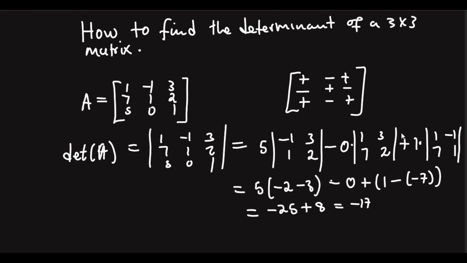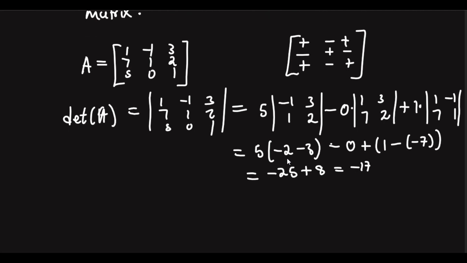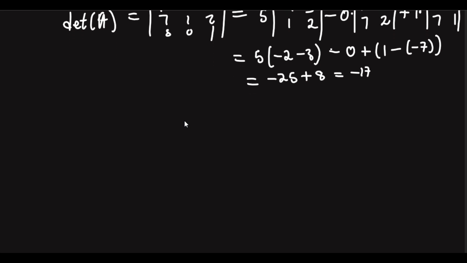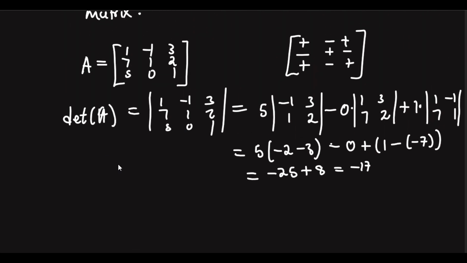Notice that we used the row to find this determinant, but we can use a column as well. We can use column number 2. When we use column number 2, this is going to happen. Notice the checkerboard: we have negative, positive, negative. So we'd have minus times minus 1, this minus 1, and then let's block this column and that row. So we are going to have 7, 2, 5, 1.